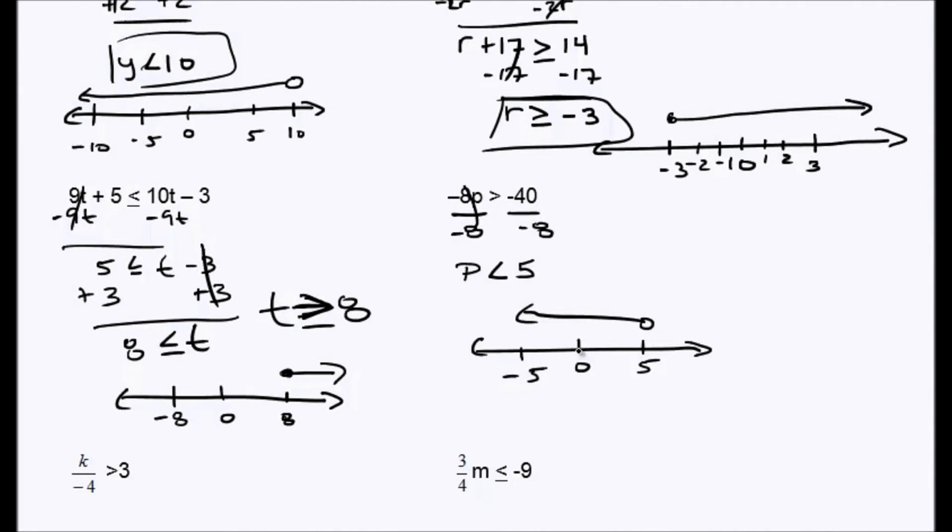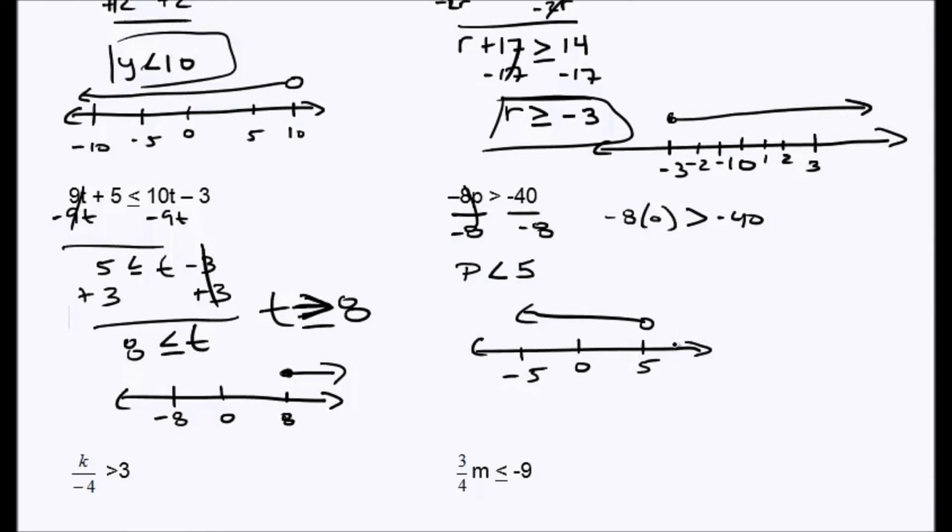Let's go ahead and plug any of these numbers in. Let's plug in 0. That's the easiest. So negative 8 times 0, that's 0. Is 0 greater than negative 40? Yes, it is. Negative 40 is all the way over here, which means that all these numbers are greater than negative 40. So these are all your solutions.